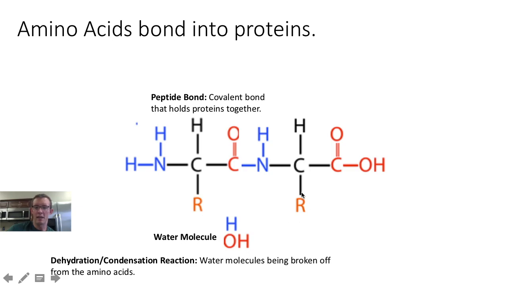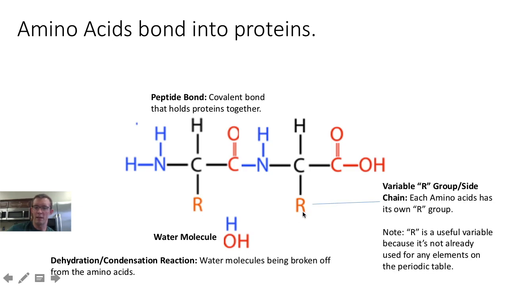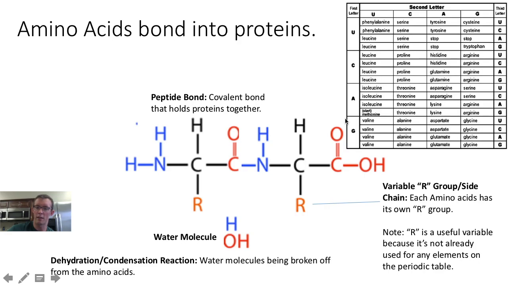As for which protein actually gets built, that's dependent on these R groups that are attached to the amino acid. And each type of amino acid has its own unique R group. And you guys have actually seen these before. Last year when you guys were going through codon charts, you can see the different types of amino acids. Each type of amino acid has a different R group as its side chain.